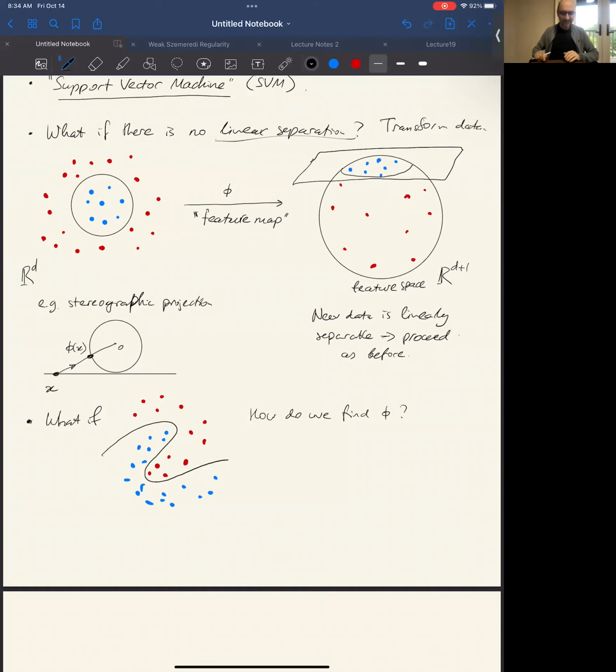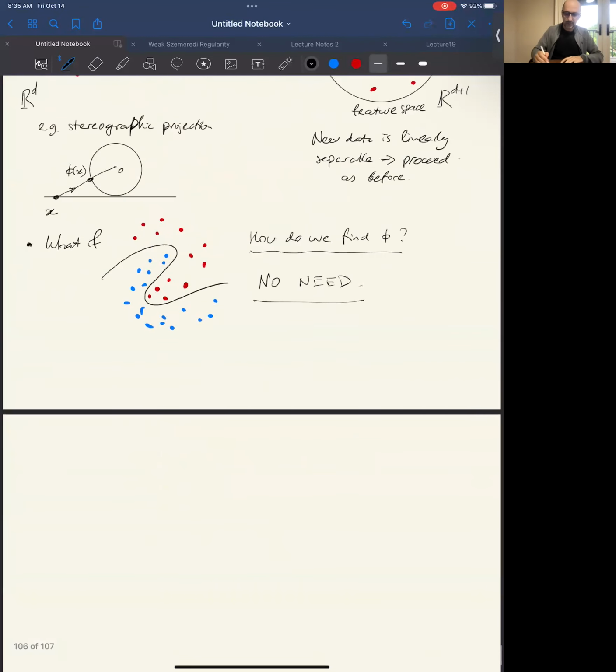Okay, so how do you find this transformation, the feature map, generally? And the amazing idea, the beautiful idea in machine learning is that there is no need to do that. We won't, actually. We will solve this problem implicitly without explicitly finding phi. And this is how. This is a very elegant idea. It's called the kernel trick that I'll explain now.